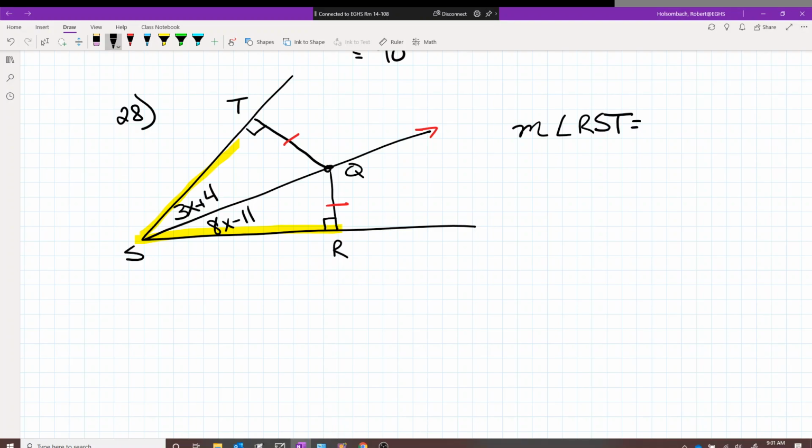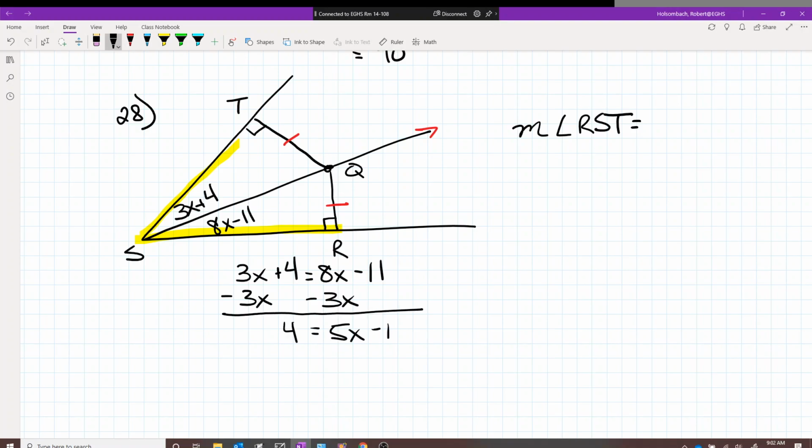Alright, so since SQ is an angle bisector, these two angles are equal to each other. So your 3x plus 4 is equal to 8x minus 11. And you can subtract 3x from each side. So 4 equals 5x minus 11. And then add 11 to each side. 15 equals 5x, and divide by 5. When you divide both sides by 5, you get x is equal to 3.